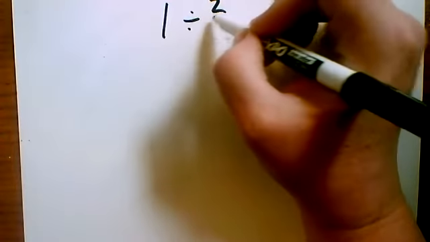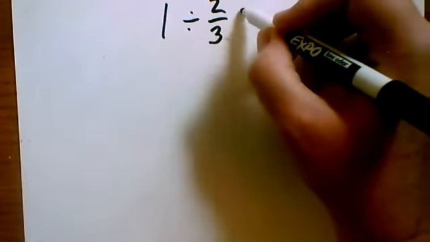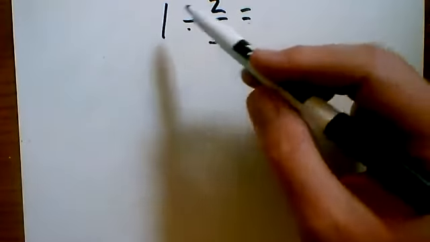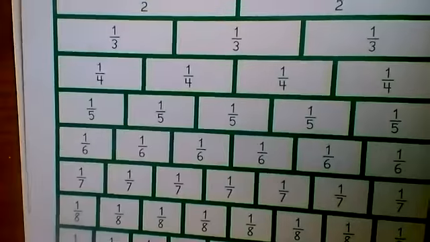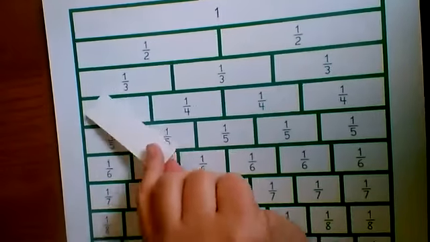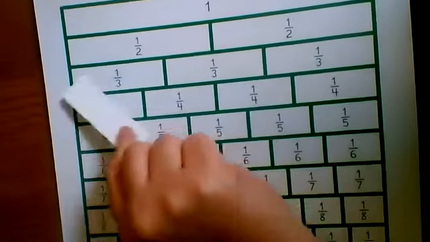So let's try it with a non-unit fraction this time. So here we have 1 divided by 2/3. So remember, how many 2/3 are in 1? So here's our fraction chart again. So we can see that we have one set of 2/3, right?